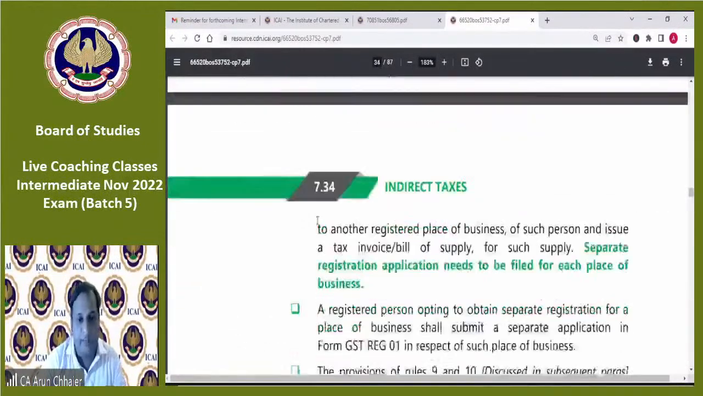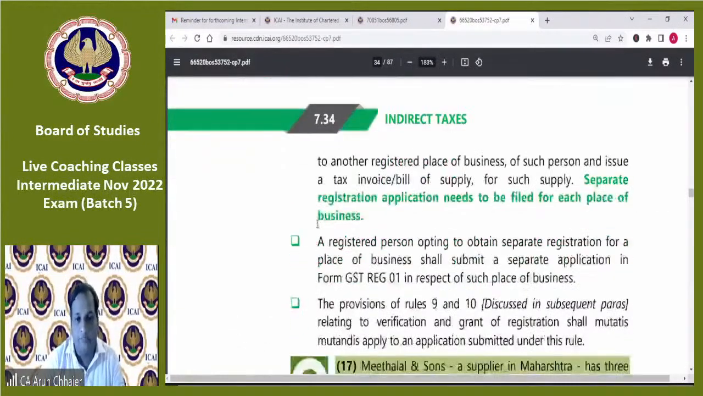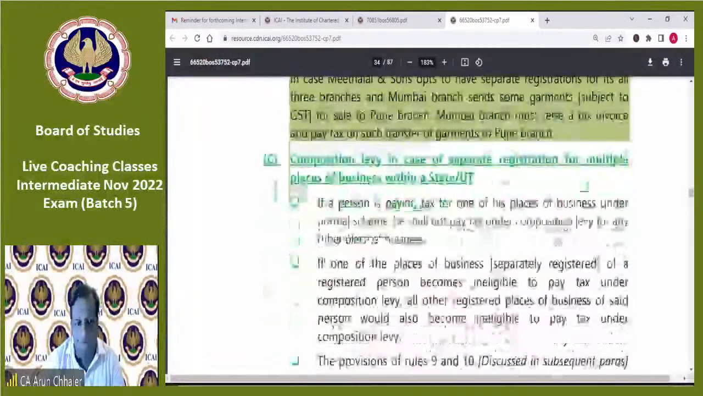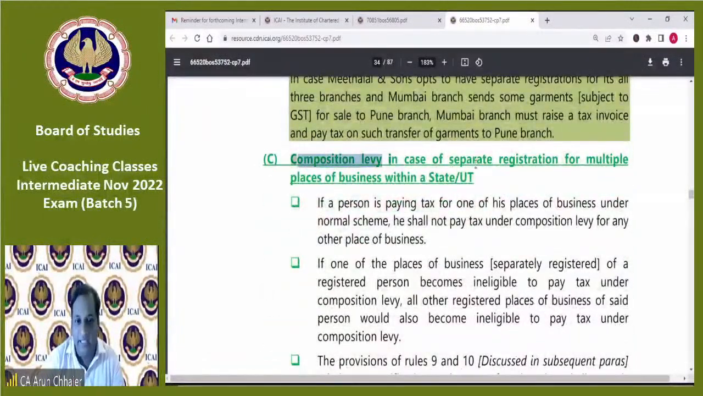Separate registration, that point we have discussed. We'll discuss subsequently the composition levy in case of separate registration for multiple places of business. That is the only point: I can take it if a person is paying the tax for one of his places of business under normal.